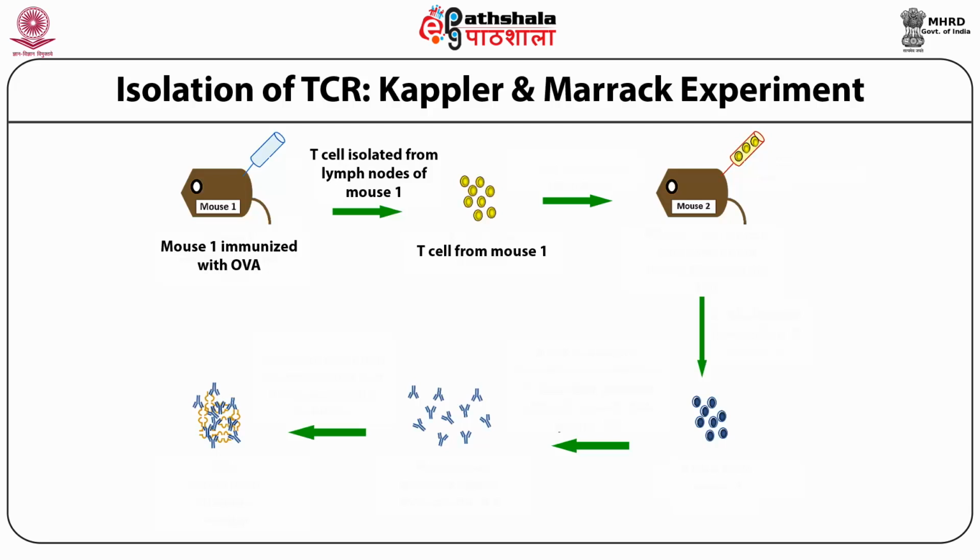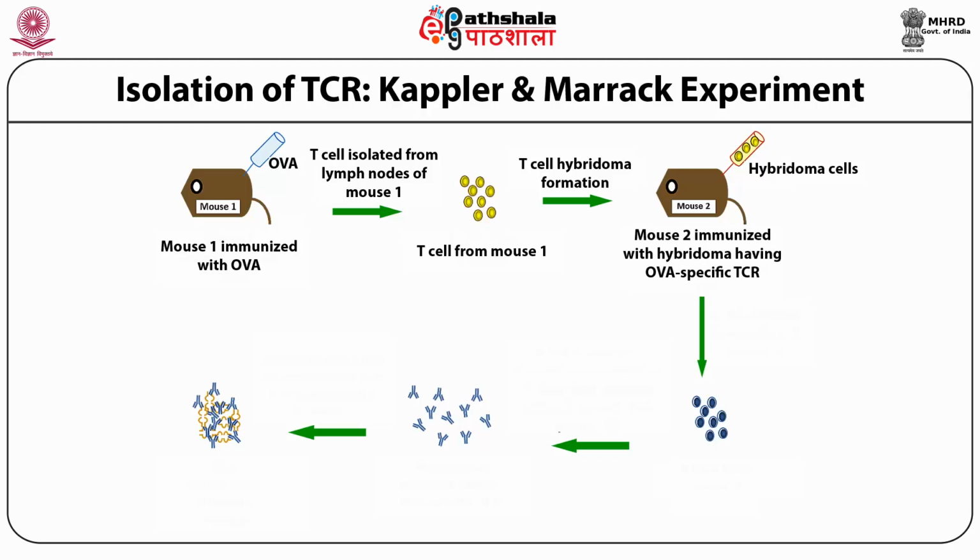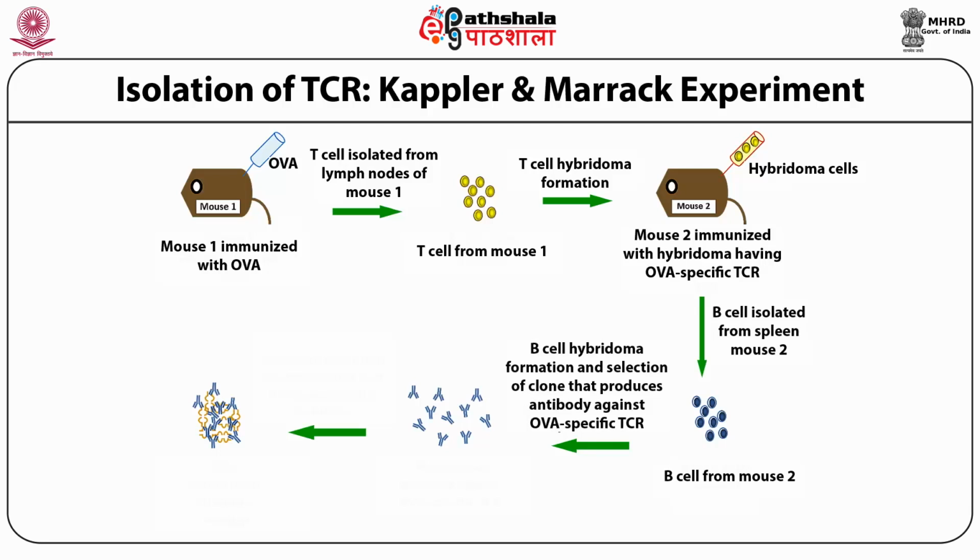These cells are short-lived and therefore, to increase their lifespan, they were fused with cells to form a T cell tumor. The hybrid cells formed after such fusions are known as T cell hybridomas. Then, the clonal population, which was specific for OVA, was injected into another mouse, say mouse 2. After a few days, B cells were isolated from the spleen of mouse 2. Hybridomas were formed from these B cells. Out of these B cell hybridomas, the ones that produced monoclonal antibody against OVA-specific TCR were identified.